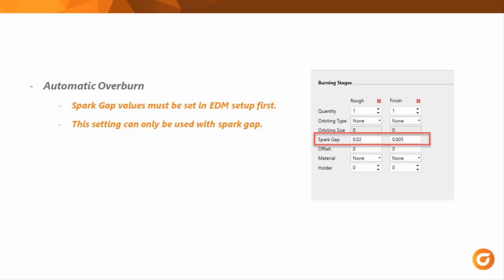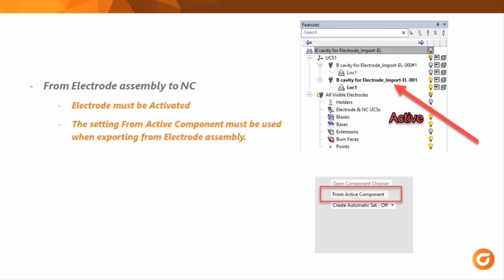If you are an offset user, it is still possible to use the automatic overburn setting, and we will show that at the end of the video. But the values must be entered into the spark gap area in the EDM setup. There is a process to follow when exporting to NC.